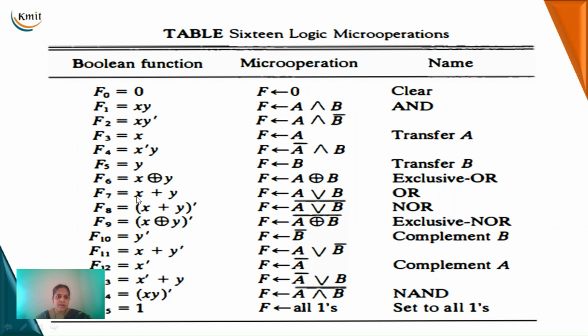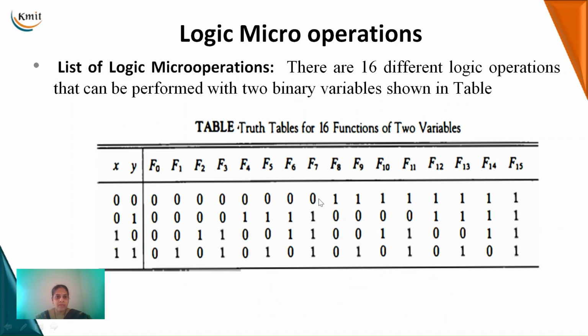It just implements an addition operation on the contents of X and Y. So it becomes 0 plus 0, 0, 0 plus 1, 1, 1 plus 0, 1, 1 plus 1, 1. So that is an addition operation.